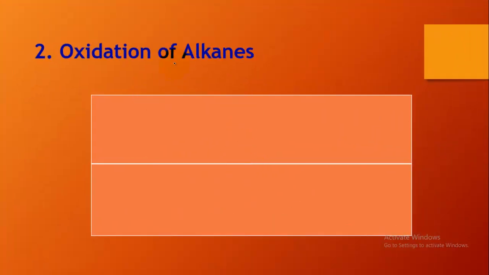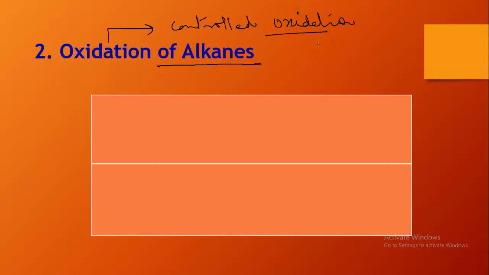The second thing is oxidation of alkanes. Here the oxidation refers to controlled oxidation. And you know that whenever we talk about controlled oxidation, that means we are not burning it. It doesn't involve combustion. That means we are reacting with oxygen in presence of certain catalysts, and it will not burn the alkane. It will somehow produce some other product. This is what is called controlled oxidation.